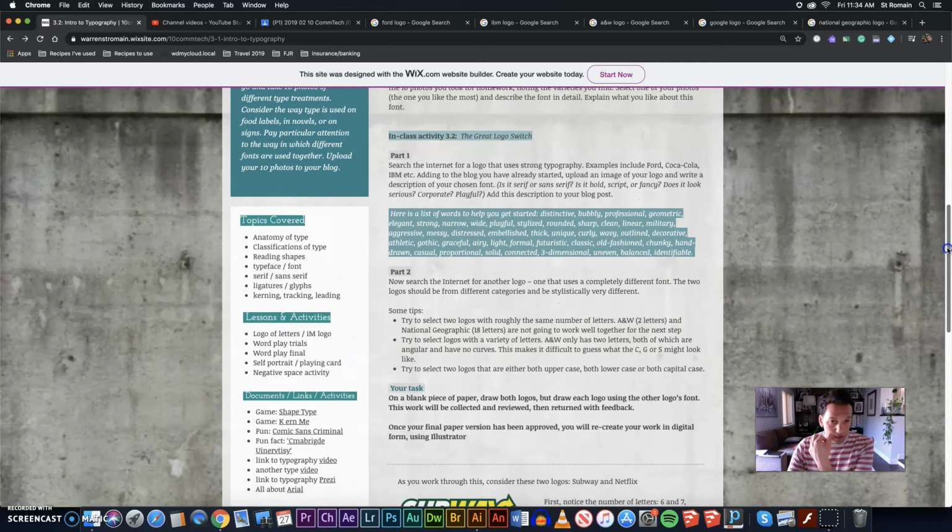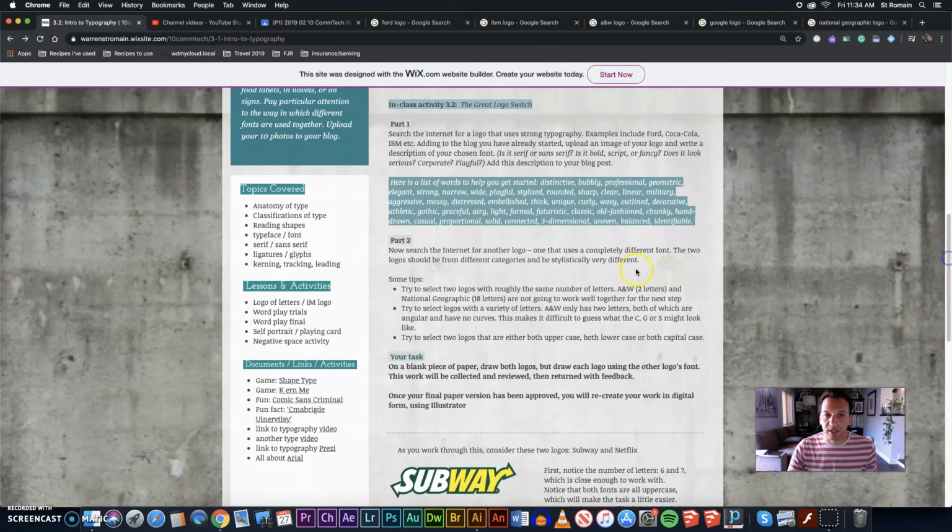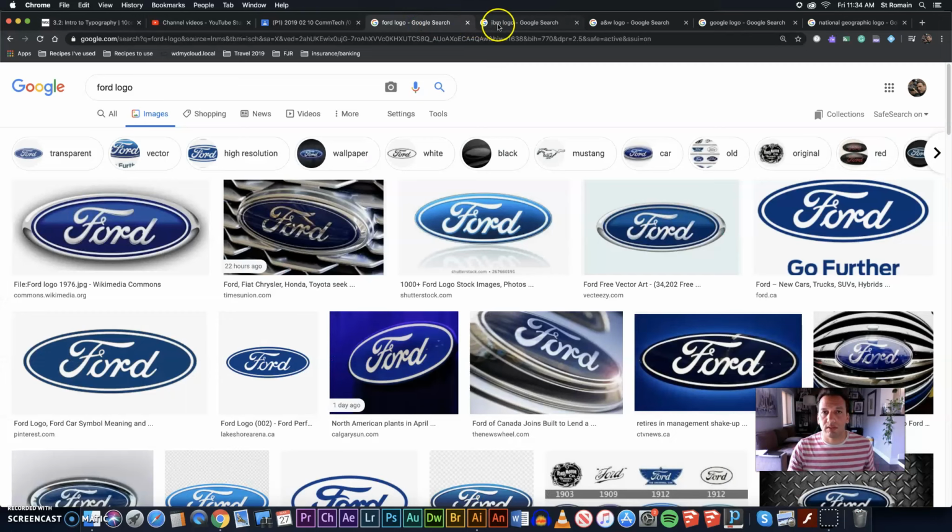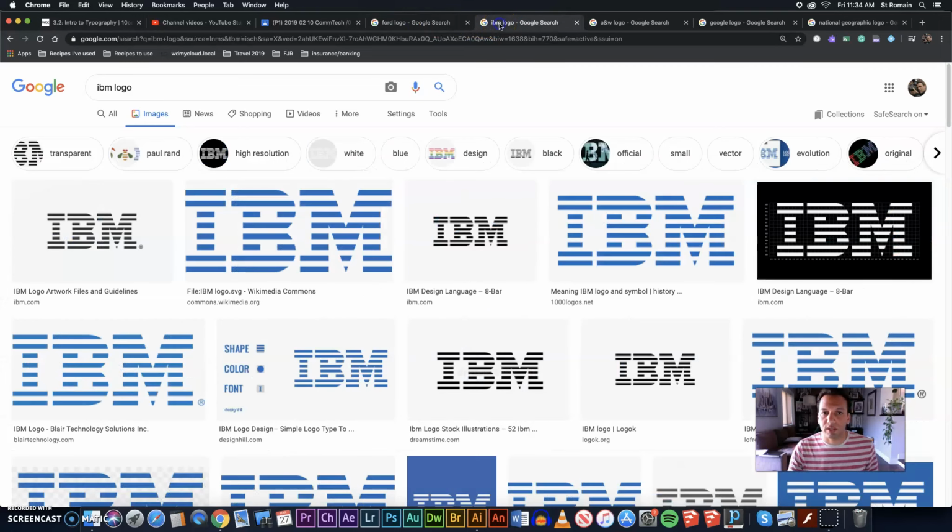The second thing is you're going to go and search for a second logo. Search for another logo, one that uses a completely different font. The two logos should be different categories and stylistically very different. So if your first one was Ford, your second one could be something a bit more geometric, like IBM.